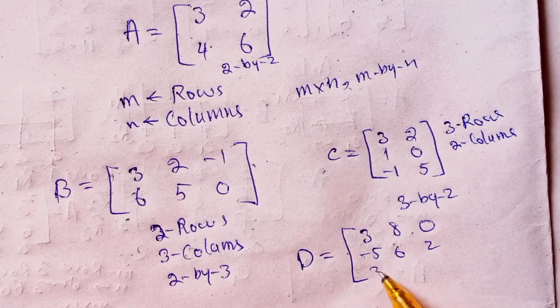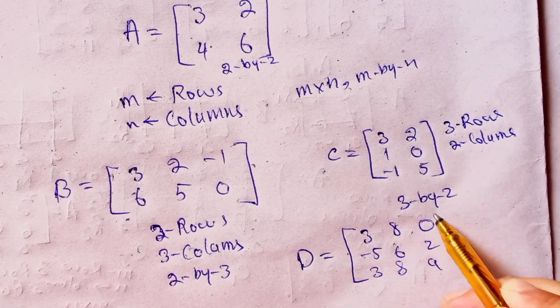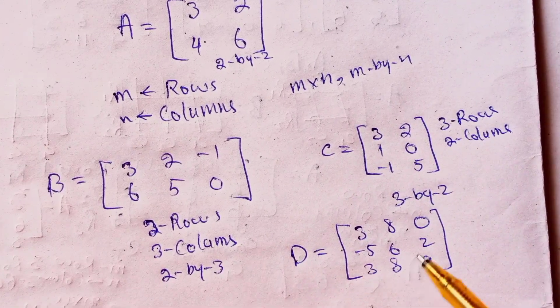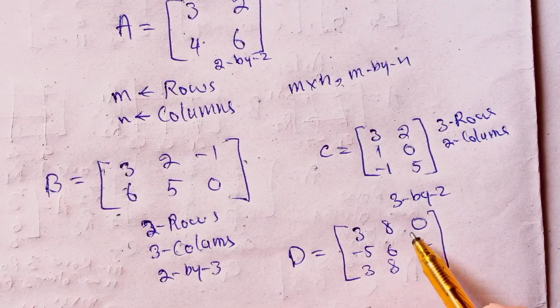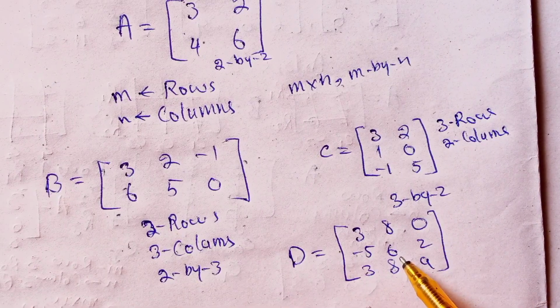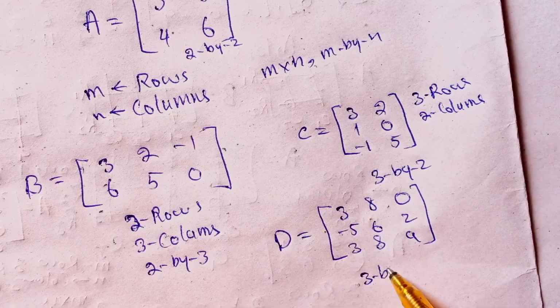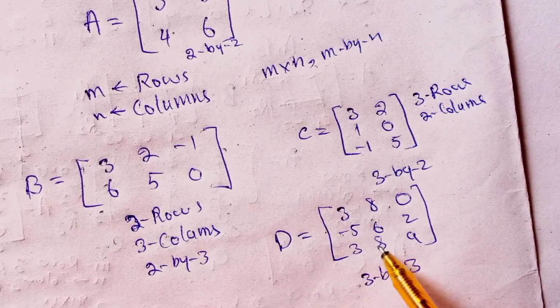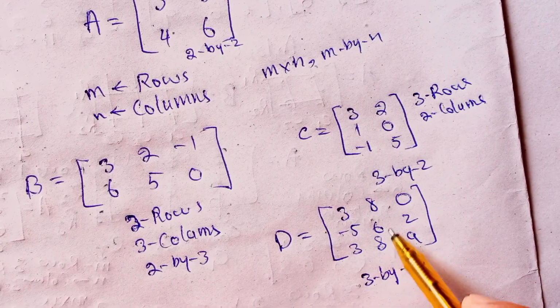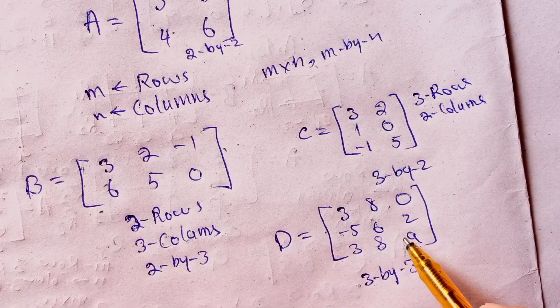2, 3, 8, and 9. Now again, if we look at this matrix, then this matrix has 3 rows and 3 columns. Right, so the order of this matrix will be 3 by 3. This matrix is a 3 by 3 matrix because it has 3 rows and 3 columns.